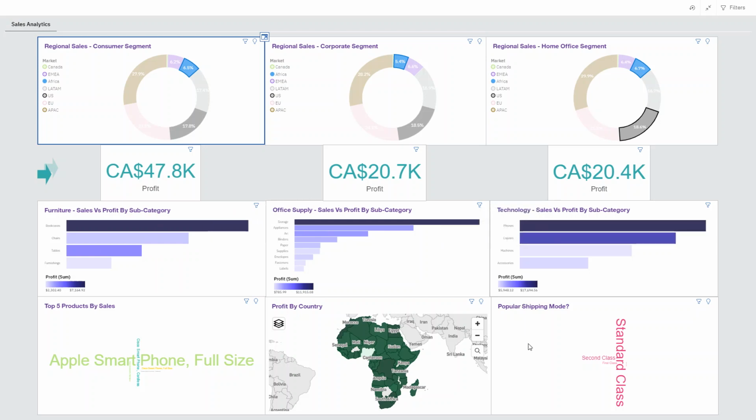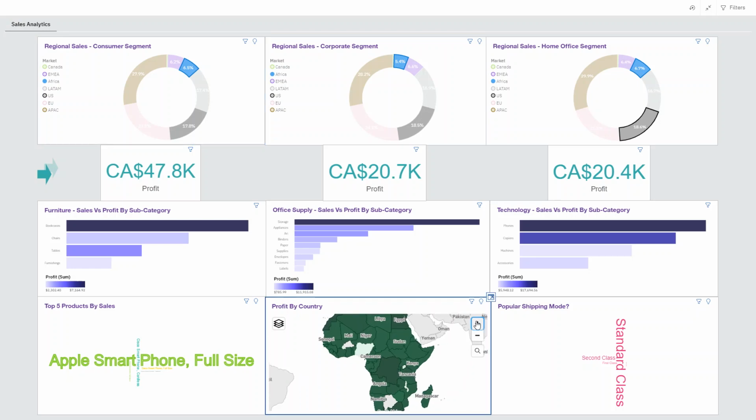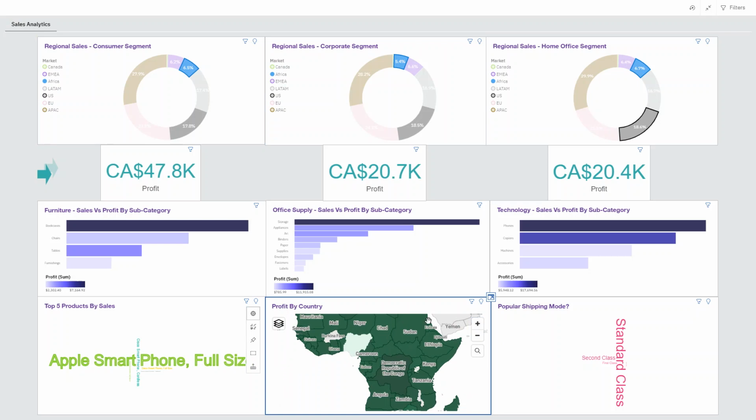Popular shipping mode is standard class, and the top five products by sales, we have the Apple smartphone. Okay, so again, we can drill down here to look at different countries. So I'm just going to zoom in here a little bit. We can look at Sudan, for example, and you can see that Sudan has only brought in $3,619 in terms of profit. Ethiopia, $290, and Democratic Republic of Congo, $21,000.